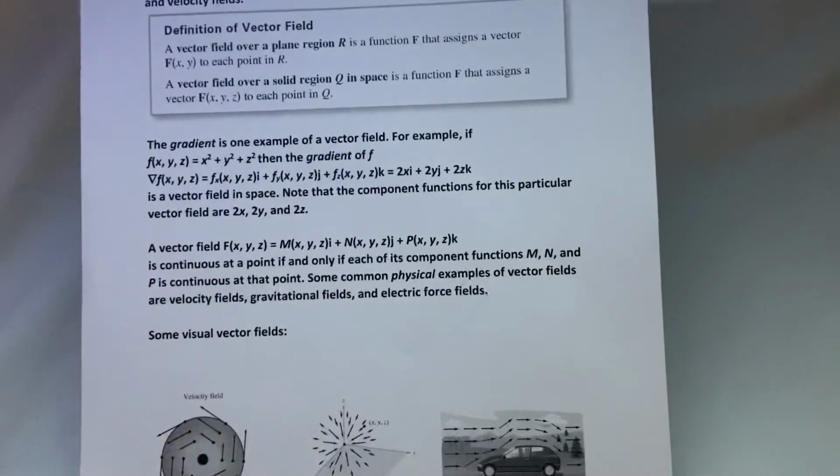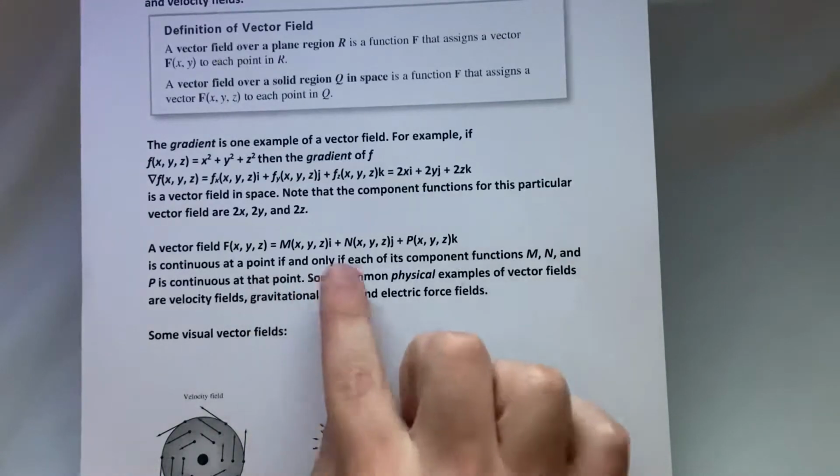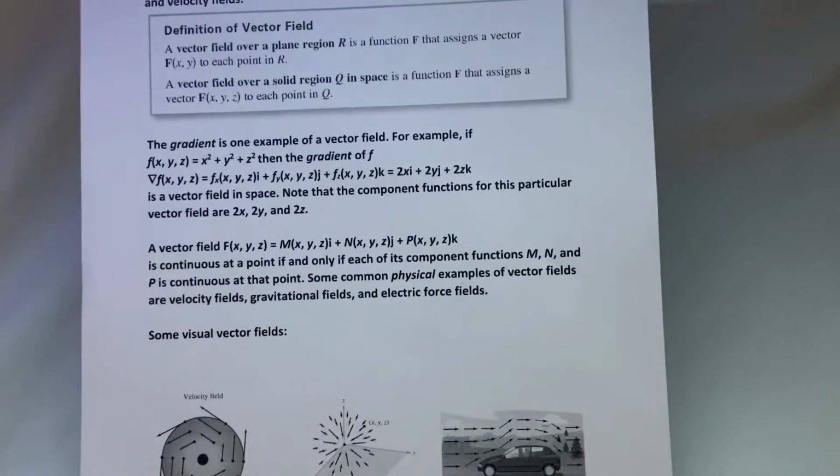Now, a vector field is continuous at a point if and only if its component functions M, N, and P are also continuous at the point. And M, N, and P are the component functions that go with i, j, and k respectively. Some common physical real-world examples of vector fields are velocity fields, gravitational fields, and electrical force fields. Visually, you can look at it like this.